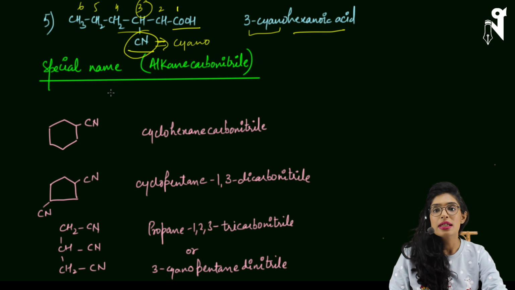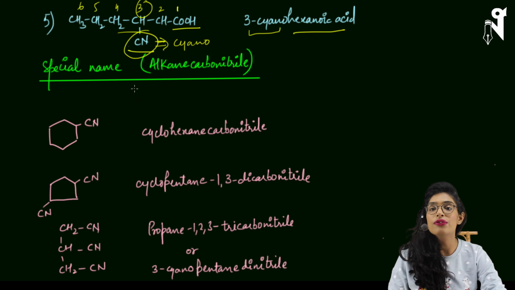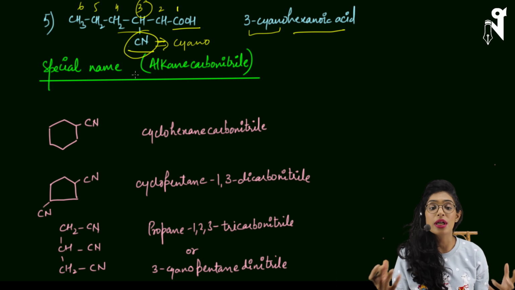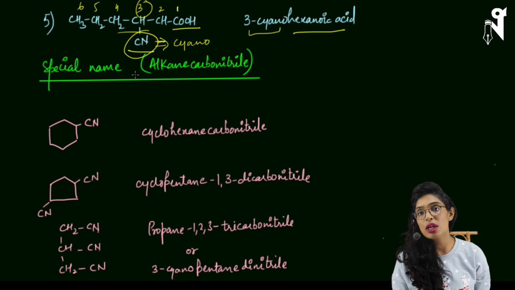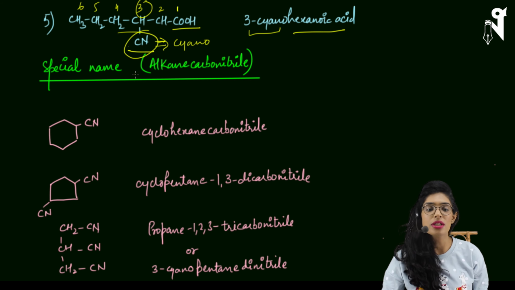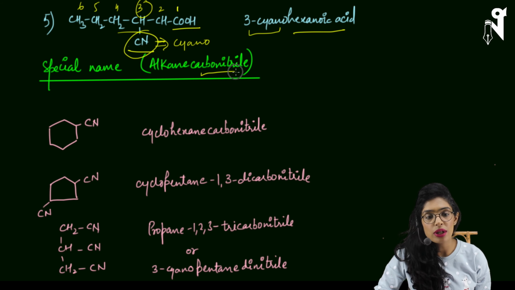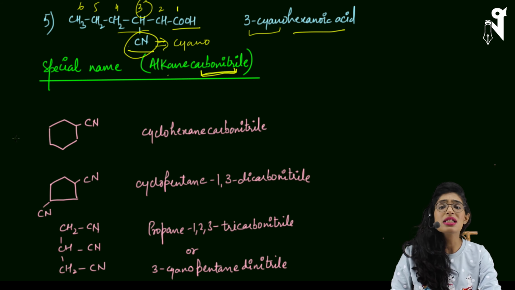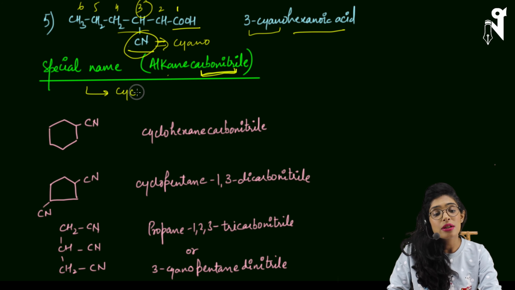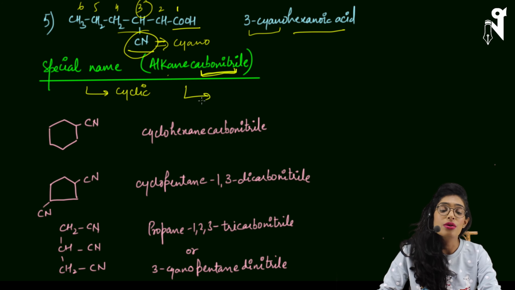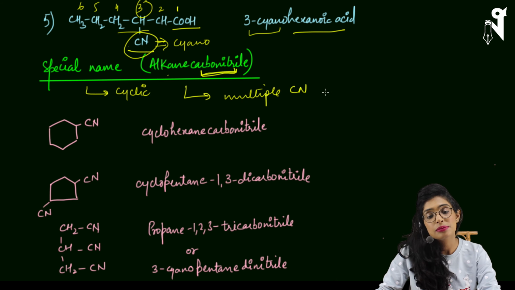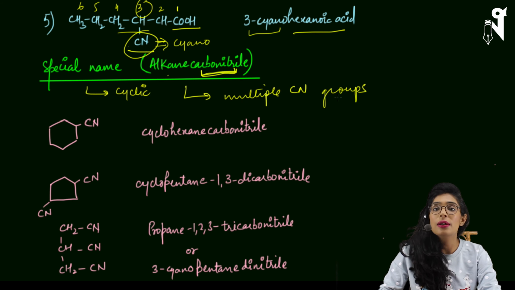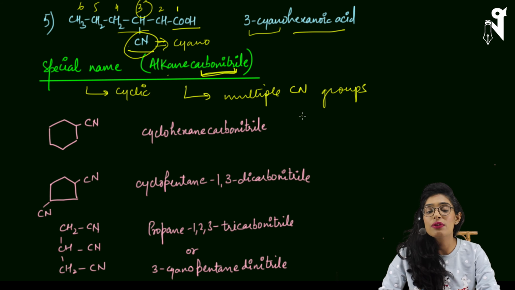Right? Next, let's understand the usage of the second suffix, that is carbonitrile, or you can say alkane carbonitrile. Alkane carbonitrile is not the suffix, by the way. The suffix is carbonitrile, but when you name the compound, the name will be alkane carbonitrile. This is generally used in two cases. We have already discussed these cases before, that either the ring should be cyclic or you should have multiple CN groups present.